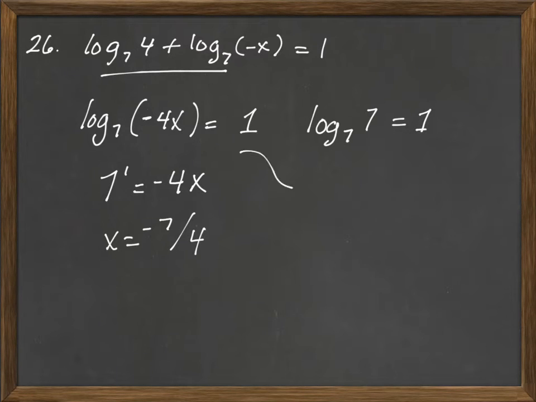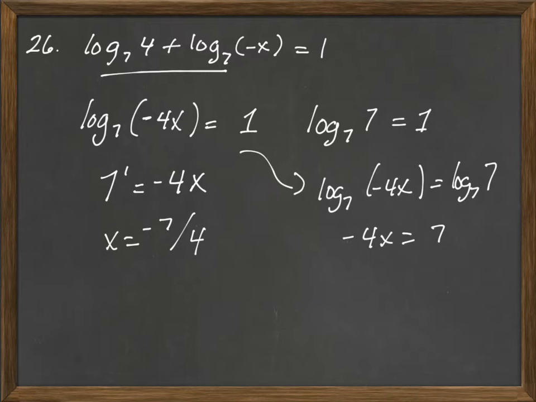And if I do it this way, I would say log 7 of negative 4x equals log 7 of 7. So I still get negative 4x equals 7. So I still get x equals negative 7/4. All right, so you can do it either way. You can turn it into a log of what you want. That's always what you can do if you have a 1.